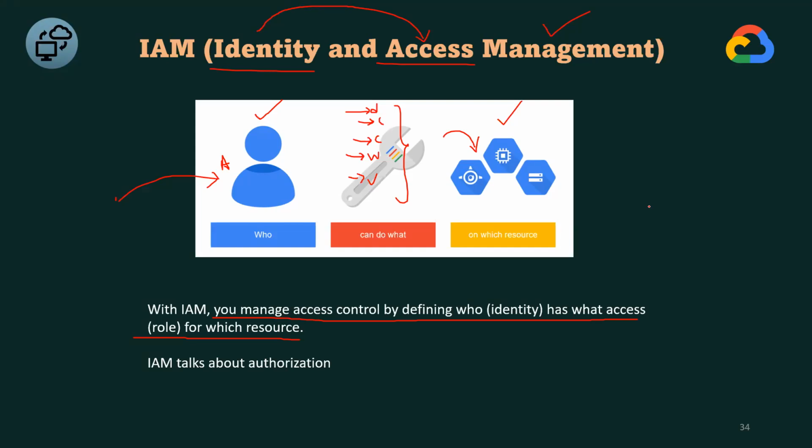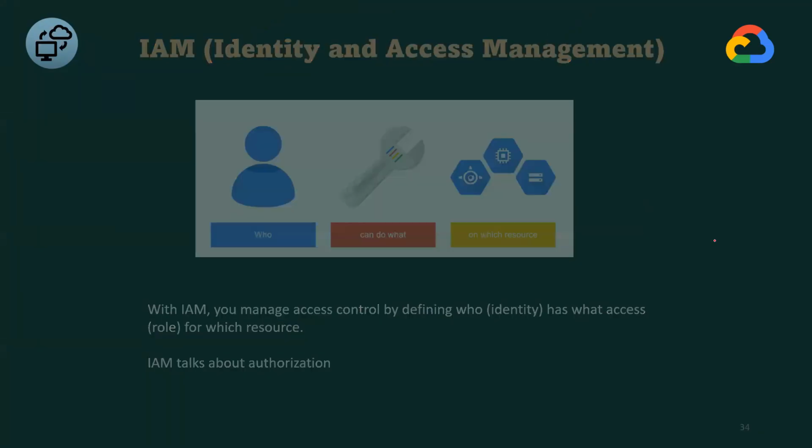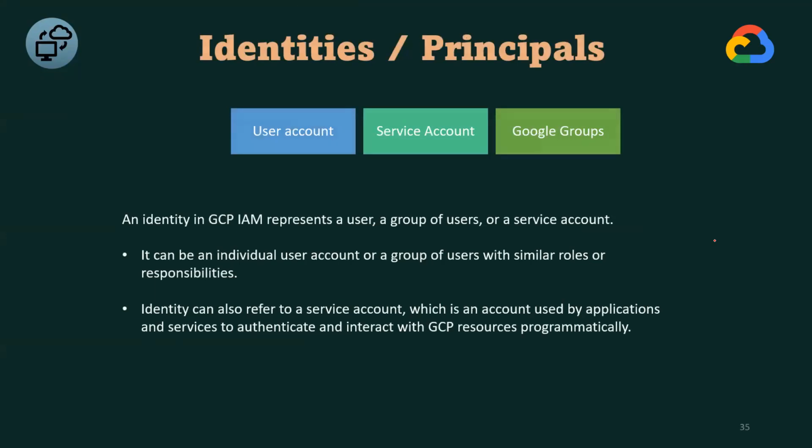Identity Access Management, or IAM, is about authorization: who has what type of access to which resources. We have plenty of concepts here. Identity is a user account, a service account, or a Google group. Identities and principals are the same; the name differs, but identity and principal both mean the same thing.